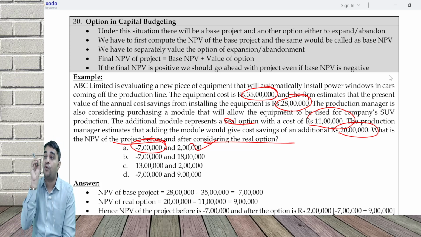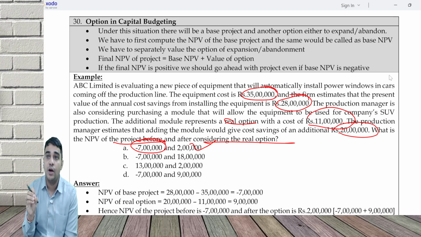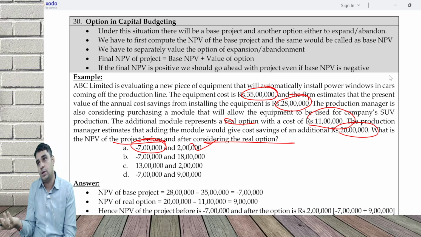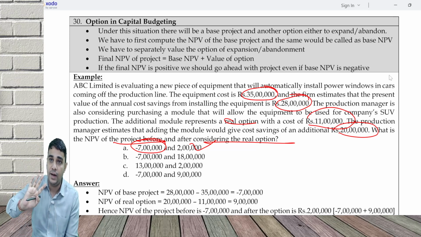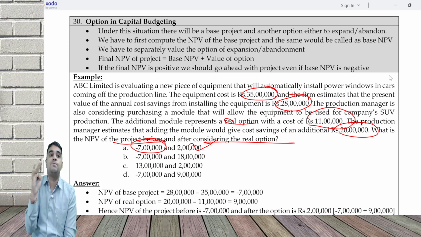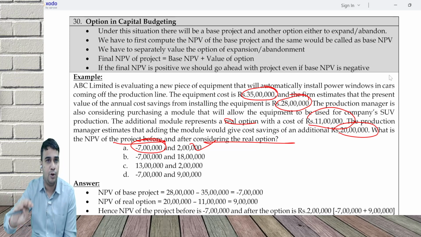I don't have a choice of only doing the module. I'll have to do both or reject both, or I can even do only one, only the foundation. If the option is bad, let's assume you have to spend 25 lakh and you'll get 20 lakh, I'll say I don't want to do the option. Let me do only the foundation and end it.